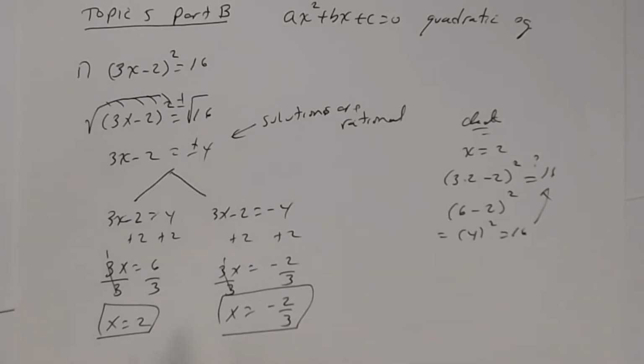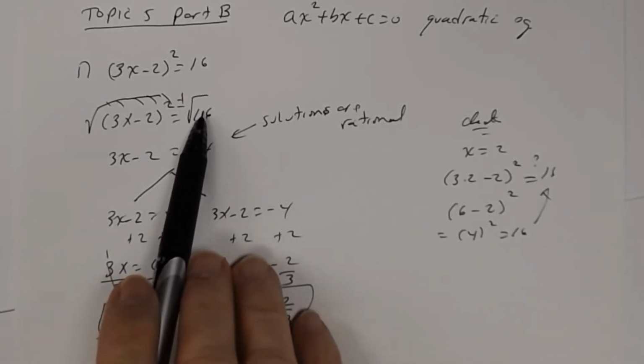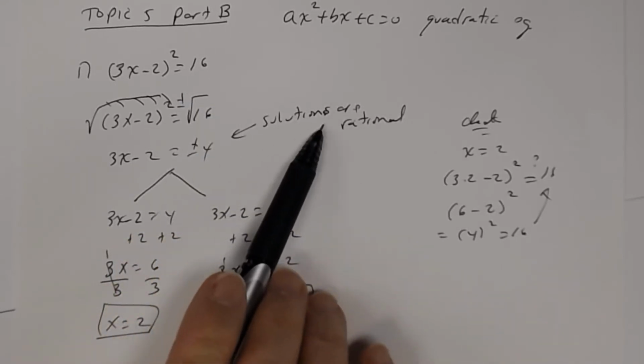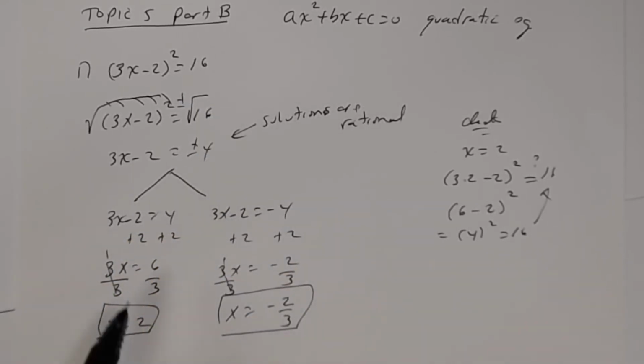Remember, one of the things you learned many years ago was the idea of what rational numbers are. So these are rational solutions, rational numbers. 2 is a rational number. Negative 2/3 is a rational number. All right. So whenever you use the square root property and this number right here is a perfect square, you will end up with rational solutions. And so then you got to split it apart like this. All right. So that's how you have to work this problem.